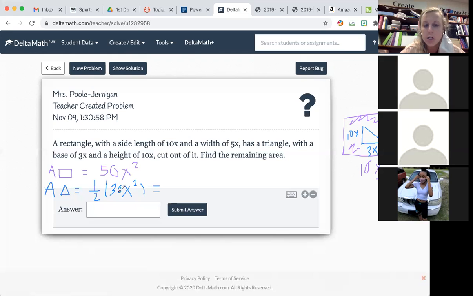Think about it this way. What's 30 divided by 2? 15. Good. So the area of the triangle is actually 15x squared. So if it says we're taking the triangle out of the rectangle, we're taking it away from it, then what operation do I need to do with these two to find my solution? That's right. Good. So y'all, what's 50 minus 15? 45. Be careful. You just forgot to borrow from your tens place.